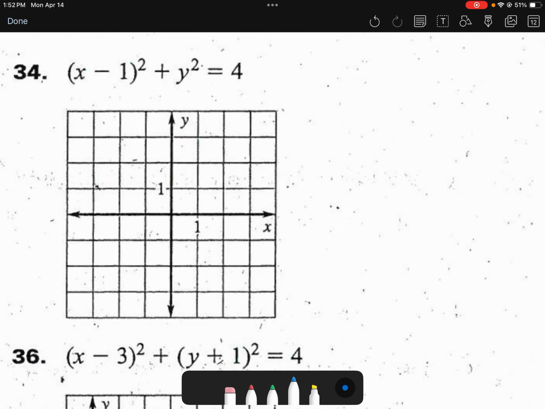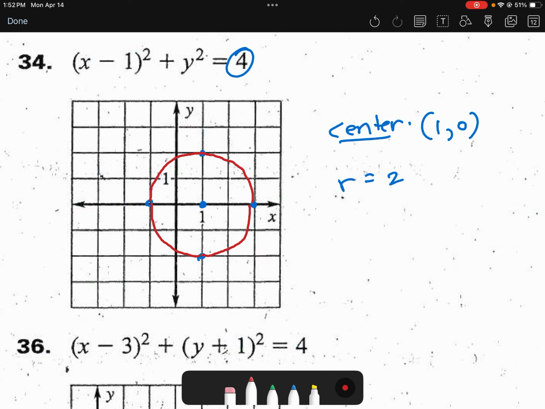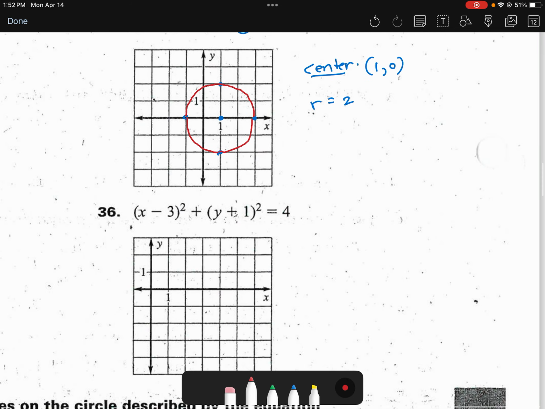Okay, let's graph a couple. Where is the center of this circle? Looks like it's at 1, 0. How about the radius? Would be the square root of 4, which would be 2. Do your best to make a round circle, not something that looks like a football.